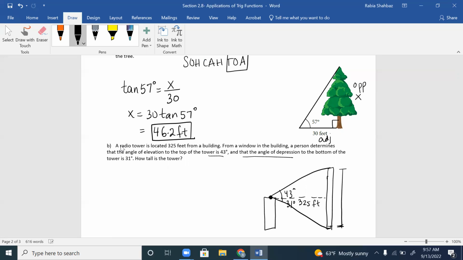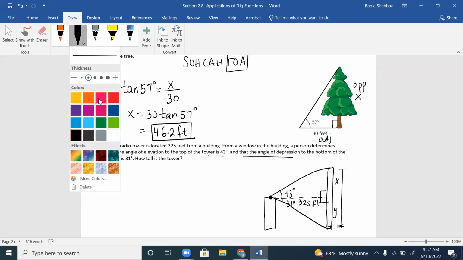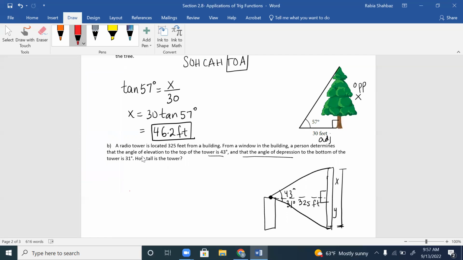This tower. So what we're going to do is split that into two right triangles. Let's say we call this x and this y, and we're going to solve for x and y. Now, if I separate these triangles, you have one triangle that has this angle 43 degrees. This is what you're looking for, and this horizontal distance is 325 feet. And you have another triangle where this angle is 31 degrees, this is 325, and this is y.